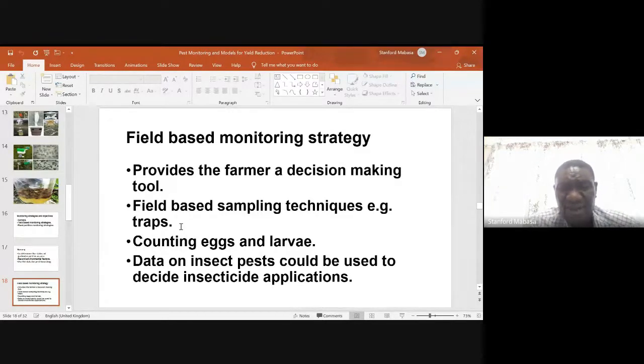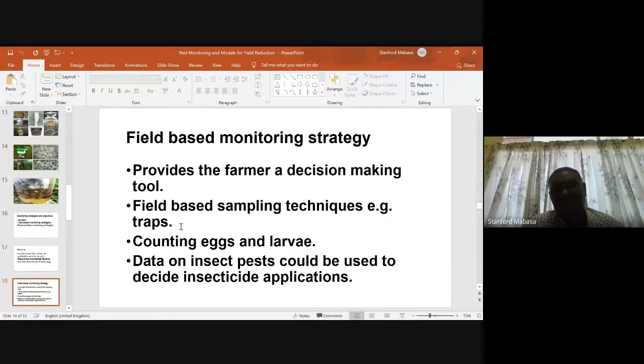So the data on insect pests could be used to decide insecticide applications. Now, instead of just doing routine pesticide applications, we can be guided by insect populations to schedule insecticide applications, which becomes economic.